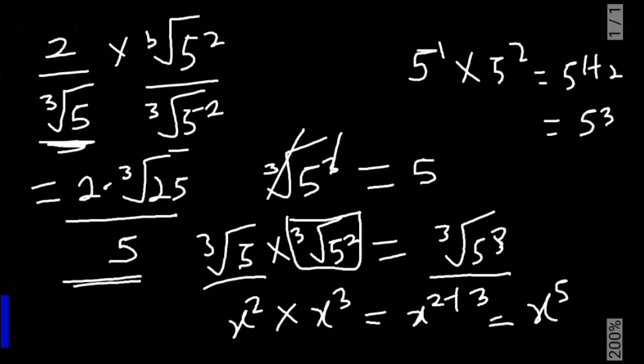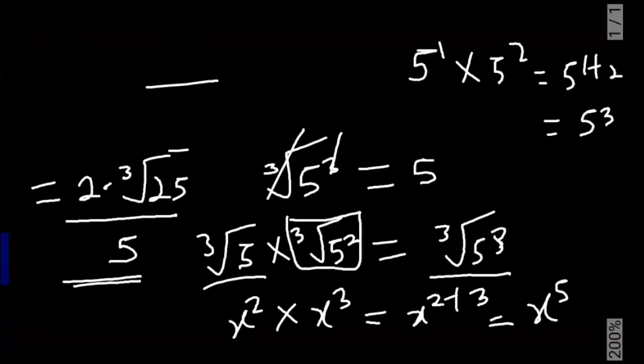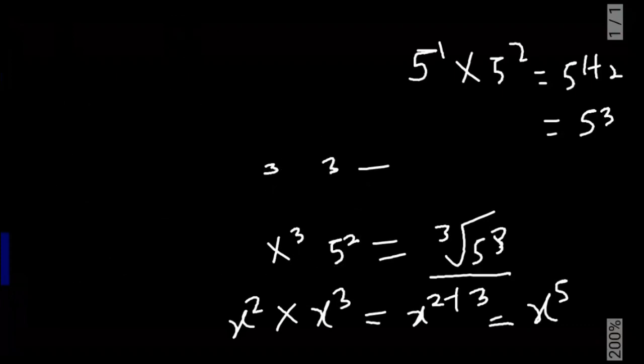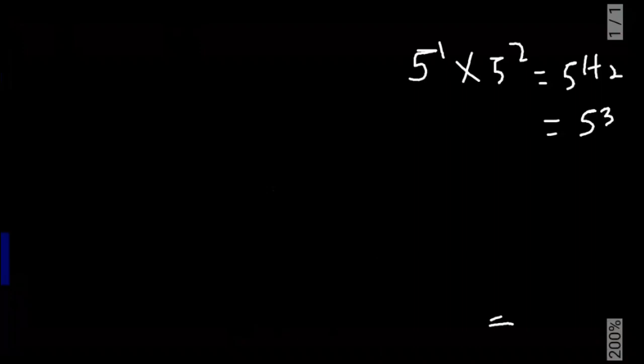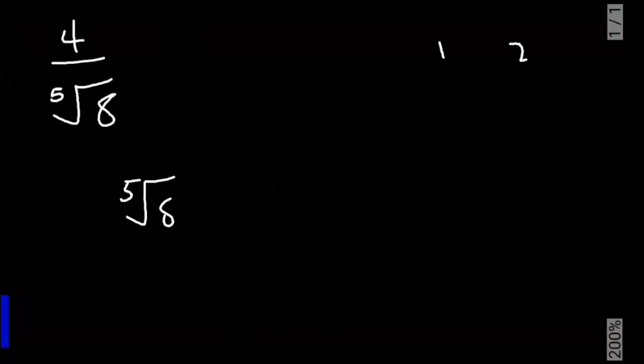Let's treat something similar again. We have 4 over the 5th root of 8. So what are we going to use to rationalize this? As I said earlier, if we should have a power of 5 on the 5th root of 8, we would have 8.